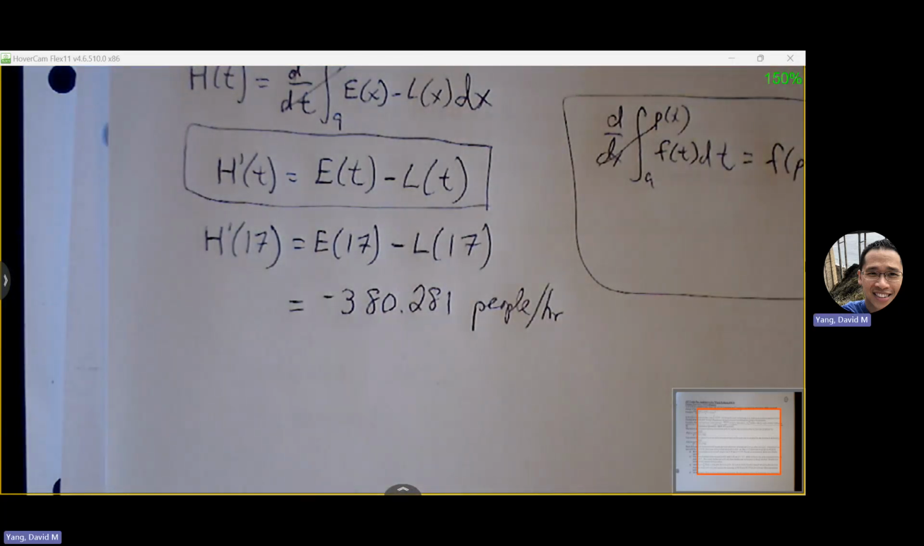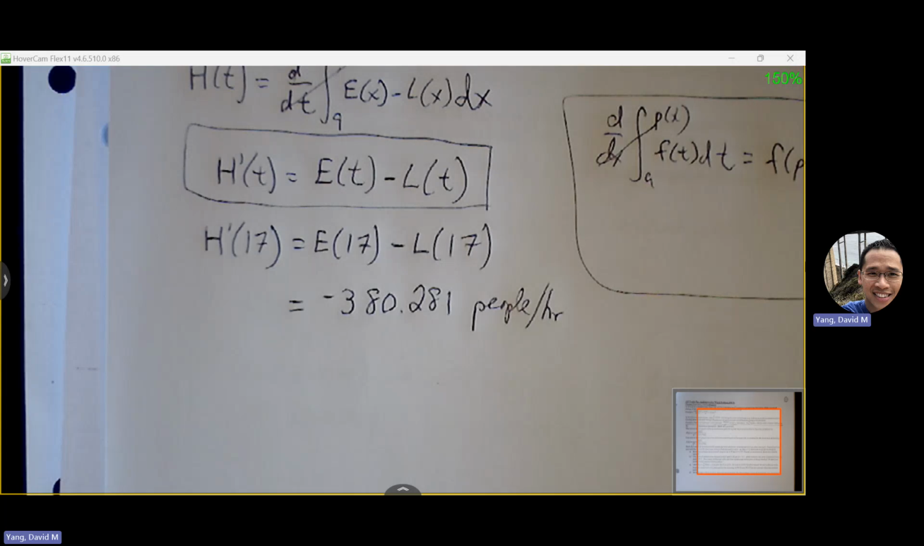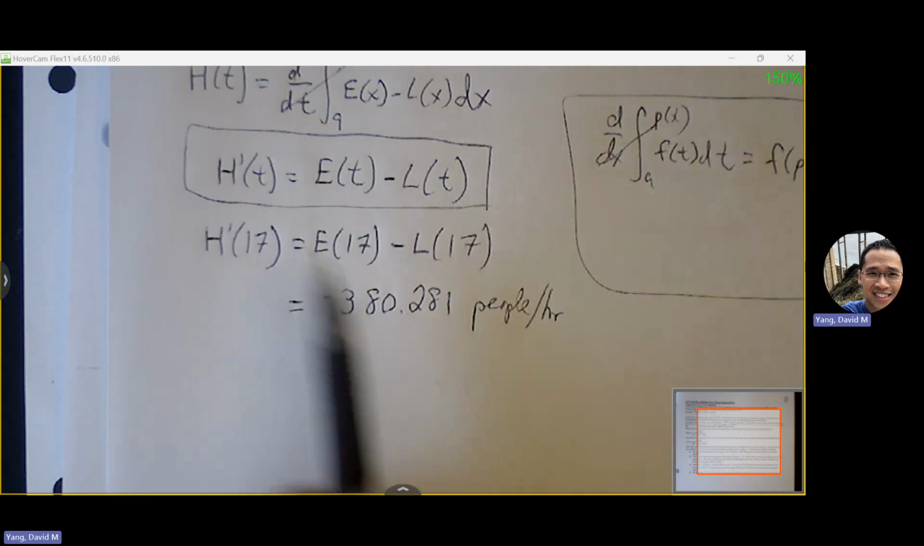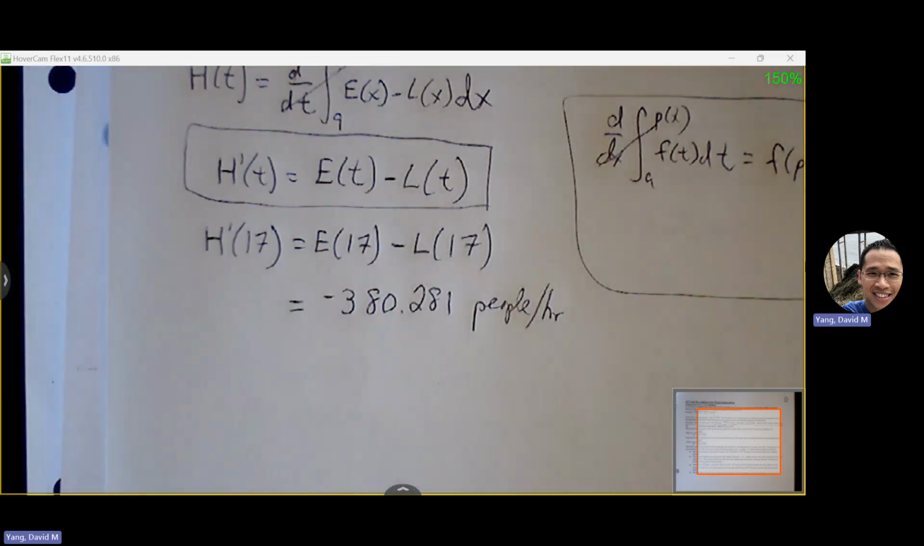Negative 380 people per hour. Yeah. So this is, you know, that makes sense, right? Typically, towards the end of a day at an amusement park, you would expect the rate at which people are leaving the park is greater than the rate at which people are entering the park, right? The park population is shrinking towards the end of the day. People are leaving. So this is telling us that at 5 p.m., the rate at which the population inside the park is changing is decreasing by 380 people per hour at 5 p.m.